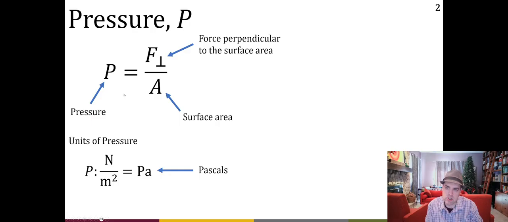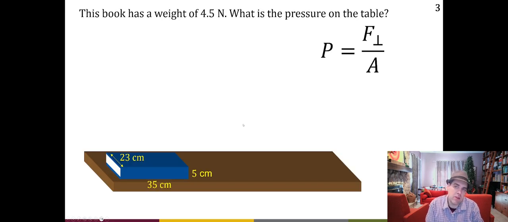Next, let's talk about pressure. Pressure uses the symbol P, and of course pressure is just the force perpendicular to a surface divided by that surface area. Now the units of pressure are newtons per meter squared. We can see that here, force is measured in newtons, area is measured in meters squared. We do have a nickname for this unit, just like a nickname for newtons, and the nickname is pascals, Pa. So let's calculate what the pressure is on this table from this book.